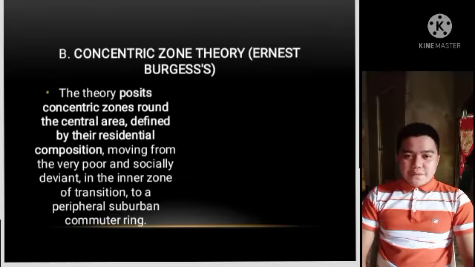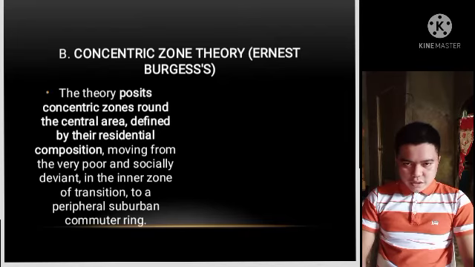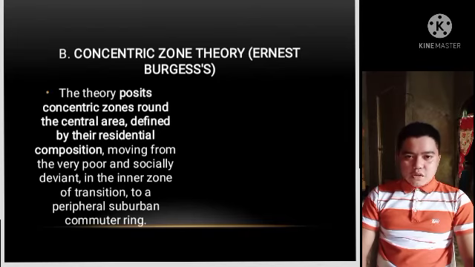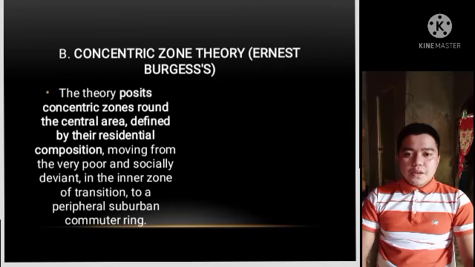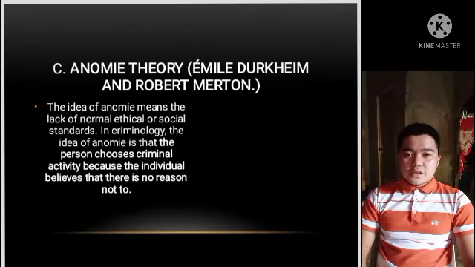Concentric zone theory, Ernest Burgess. The theory possessed concentric zones around the central area, defined by the residential composition, moving from the very poor, socially deviant inner zone of transition to the peripheral suburban commuter.